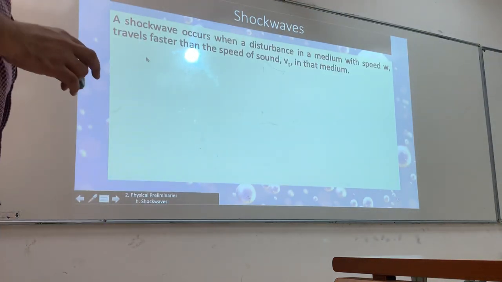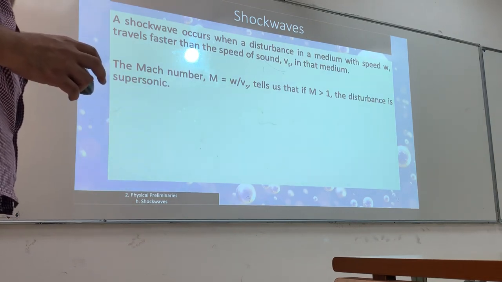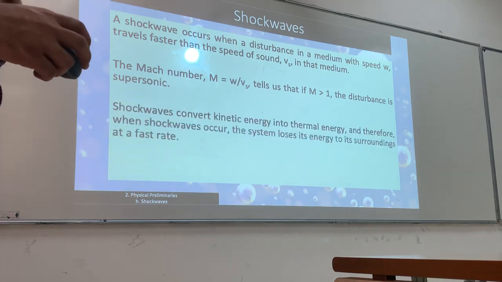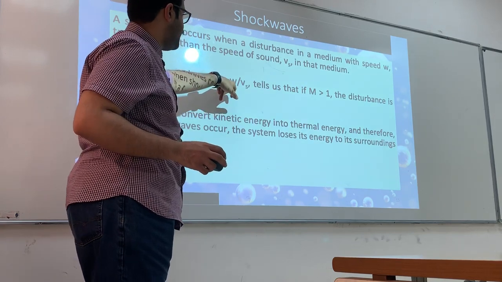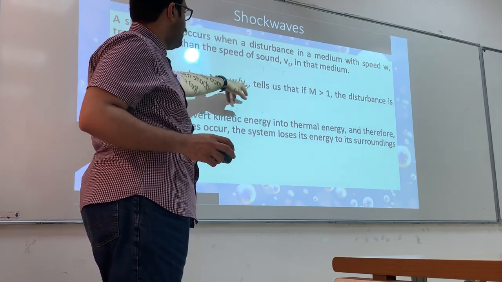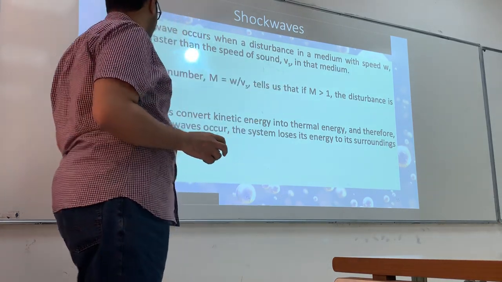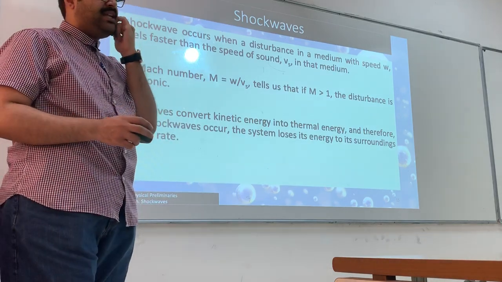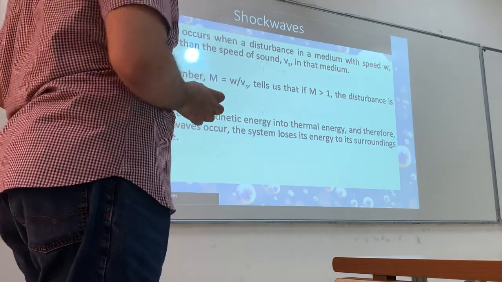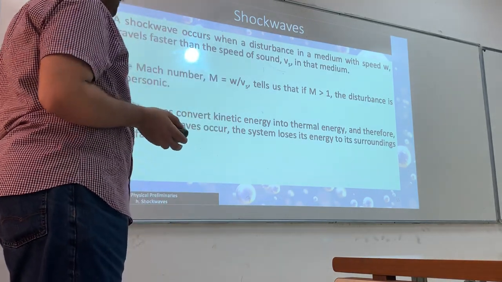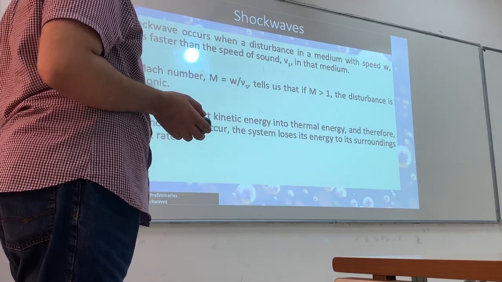I will go through this very quickly. A shockwave occurs when a disturbance in a medium with speed W travels faster than the speed of sound, Vs, in that medium. So we see the Mach number. This tells us the speed of the disturbance over the speed of sound. If we have a Mach number bigger than 1, the disturbance is supersonic. I think in bubbles, it can reach maybe 2.2, which means a big explosion happens, but on a very small scale. Shockwaves convert kinetic energy into thermal energy, and therefore when shockwaves occur, the system loses energy as sound at a fast rate.